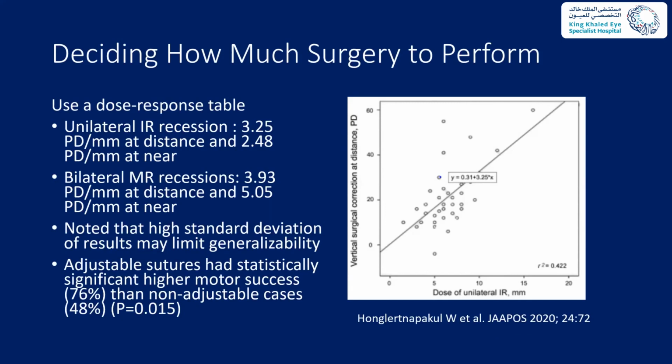So you see, for example, in the table on the right from this article, that patients who had an inferior rectus recession of 5 millimeters had results varying about 60 prism diopters from patient to patient.